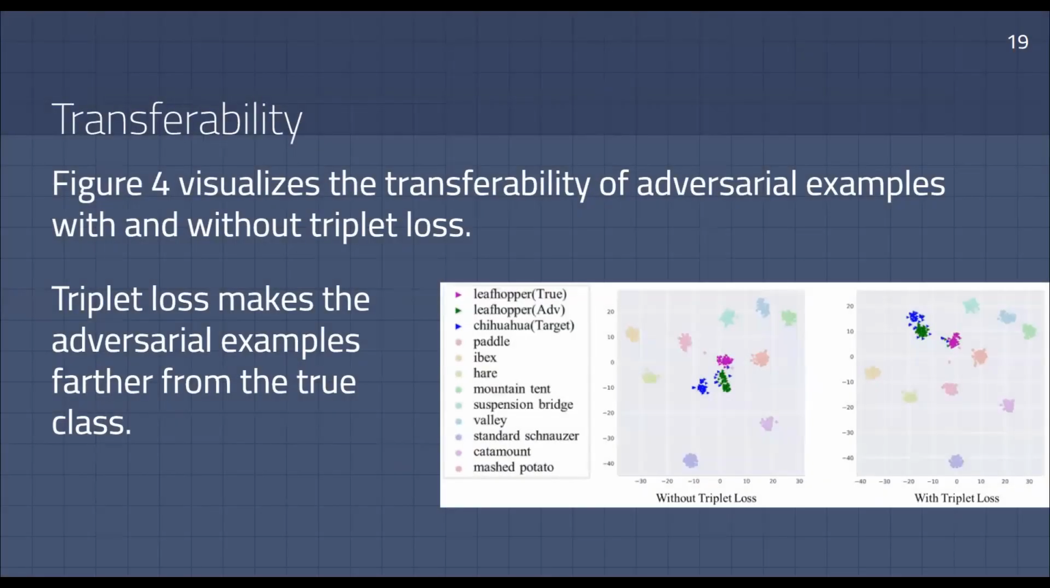This figure demonstrates the improved transferability achieved when adding triplet loss to the attack method. In green, you can see adversarial examples. Without the triplet loss, the adversarial examples are close to the true class marked in magenta. The addition of the triplet loss doesn't change the distance from the adversarial examples to the target class in blue, but they become farther from the true class. The result is that the attack produces adversarial examples that are more transferable, meaning they will be more effective in black box attacks where neural network architecture is not known.